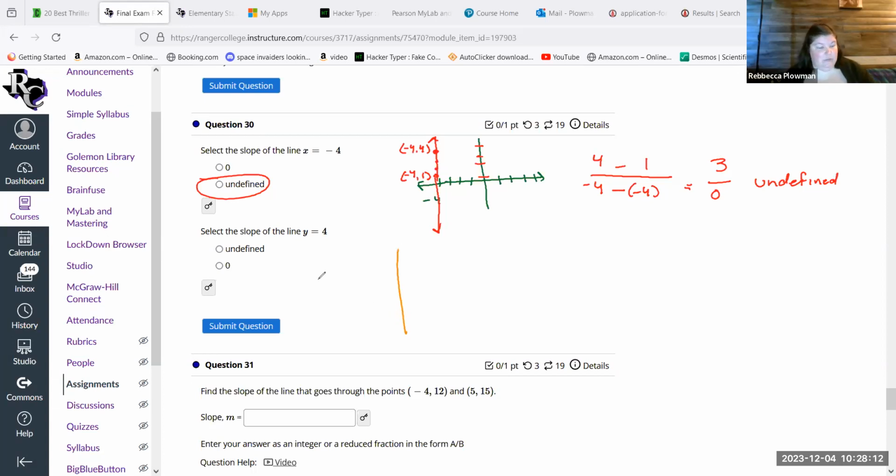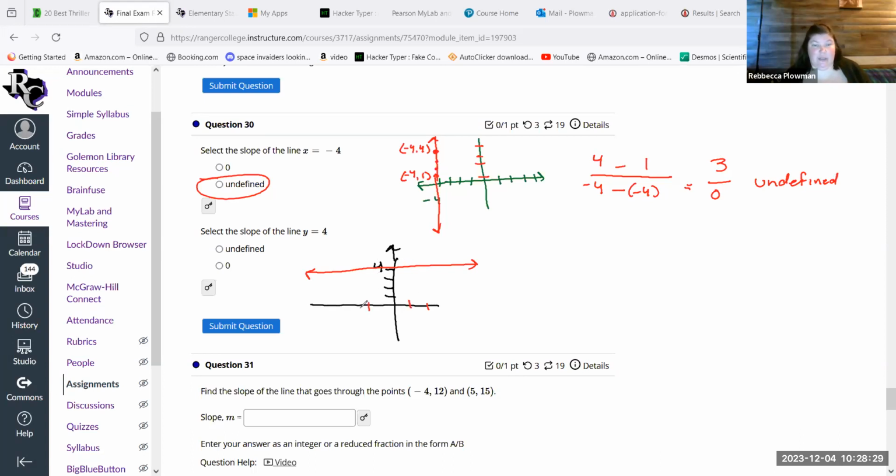The second one, that's going to be a horizontal line. 1, 2, 3, 4. So it's going to be a horizontal line that's going to pass through y equals 4.